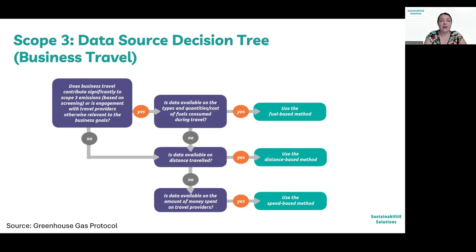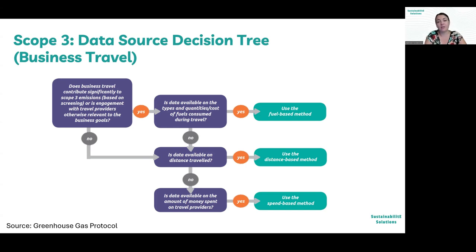Here's an example of a decision tree that you might use. This example is for business travel. So first you're going to want to ask, does business travel significantly contribute to our scope 3 emissions? If you have 5 employees and they're all commuting locally to come to your office, that's not going to be a significant impact on your total emissions. Now, if you have a company of 10 and 5 of those folks are traveling globally as sales reps or business executives, that would be more significant.